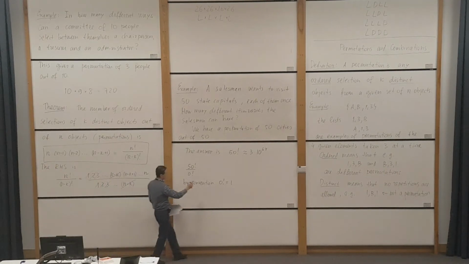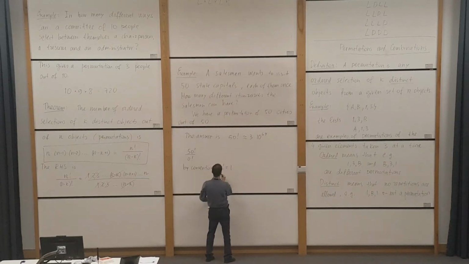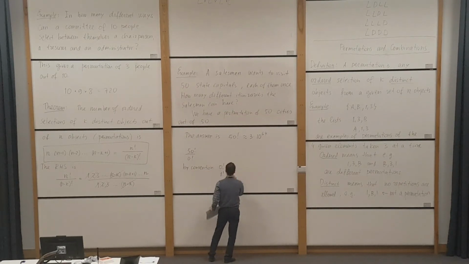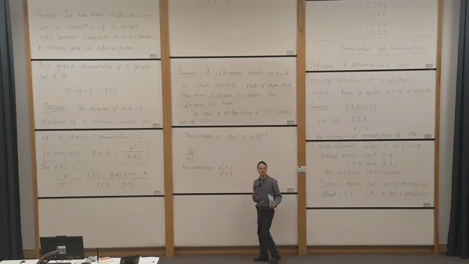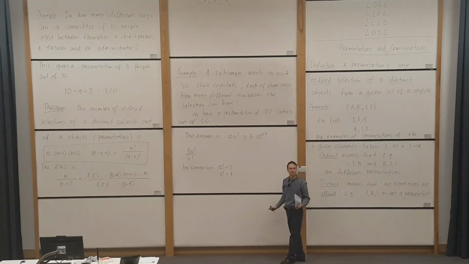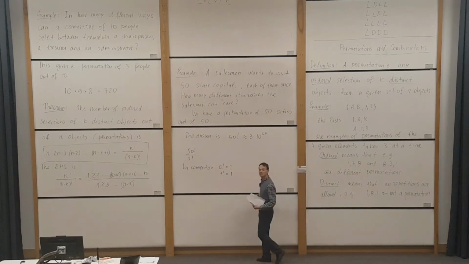So indeed, just to remind you, 0 factorial is 1, 1 factorial is also 1. But that 1 factorial is clear, right? It's just 1 times nothing by itself. But 0 factorial is just postulated to be 1. Okay, good. Thank you.